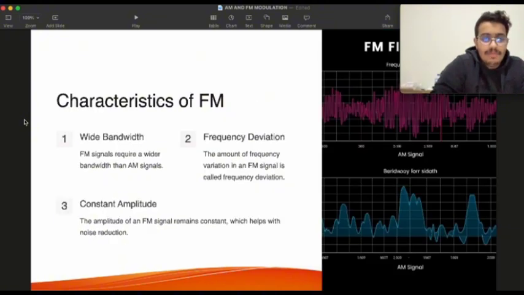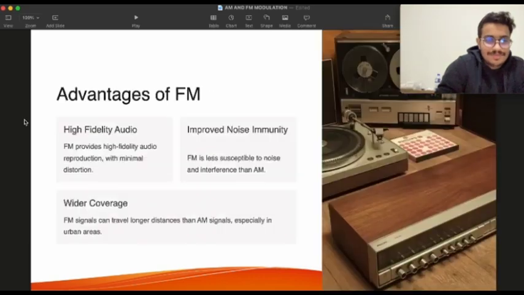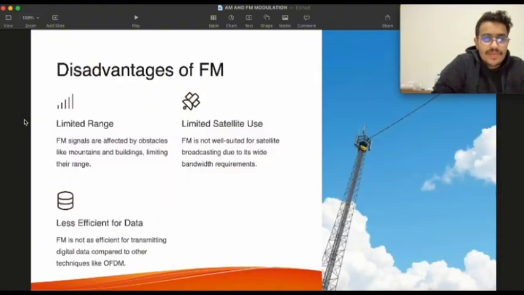Characteristics of FM: 1. Wide bandwidth, 2. Frequency deviation, 3. Constant amplitude. Advantages of FM: high fidelity audio, improved noise immunity, wide coverage. Disadvantages of FM: limited range, limited licensed use, less efficient for data.